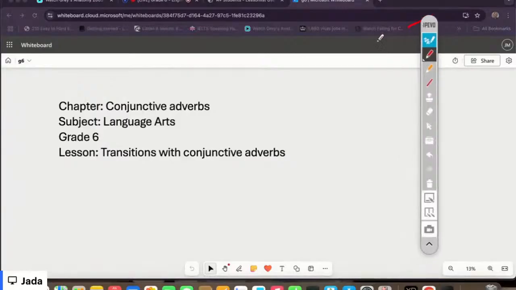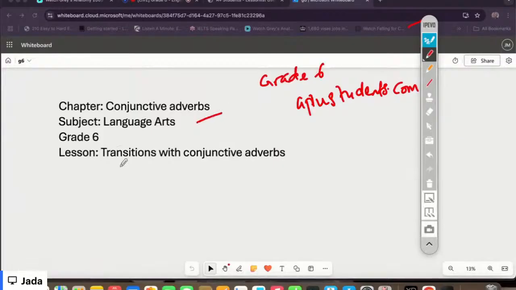Today we will have conjunctive adverbs. First, you have to log in using aplusstudent.com. Click on your name, move on to Language at Grade 6. Chapter is Conjunctive Adverbs. Lesson will be Transitions with Conjunctive Adverbs.